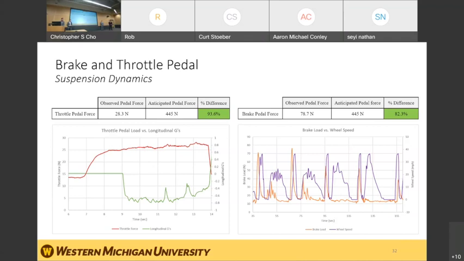It was also found that both pedals are designed around a 1.5 G braking load, which is where we get the anticipated force of 445 newtons. It was reported live that the throttle pedal only actually hit 28 newtons, and the brake pedal only hit roughly 78 newtons. That is a variation between 90 and 80% of the design load. This shows that the pedal box currently is extremely overbuilt and can be reduced, making it less complex and much lighter.